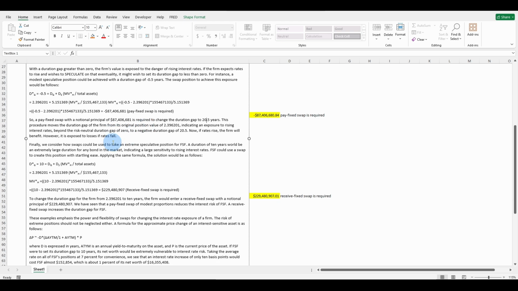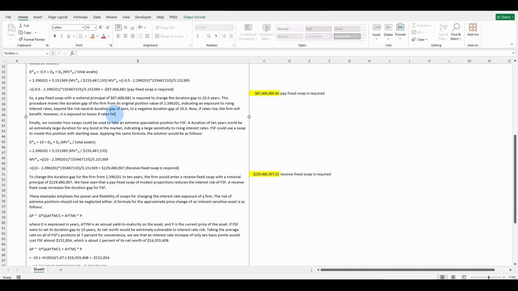This procedure moves the duration gap of the firm from its original value of 2.39, indicating an exposure to rising interest rates, beyond the risk neutral duration gap of 0 to a negative duration gap of 0.5. Now, if rates rise, the firm will benefit. However, it is exposed to losses if rates fall.